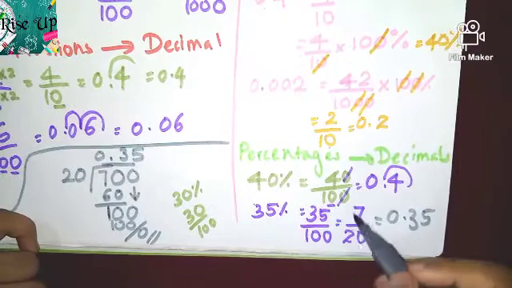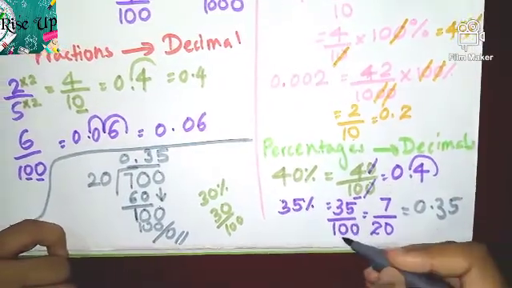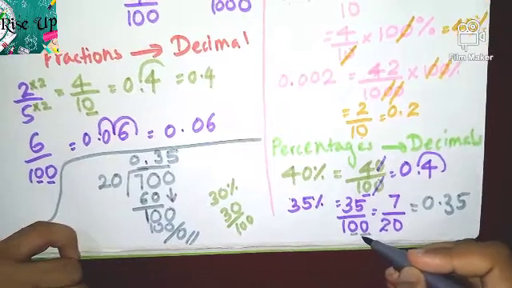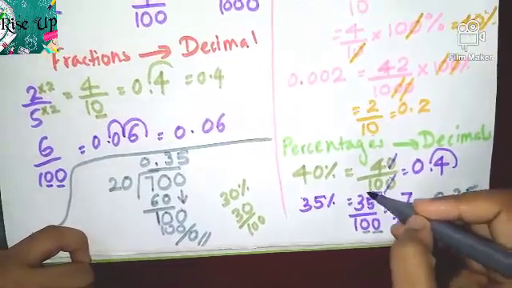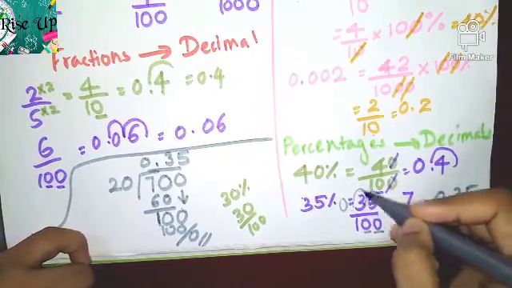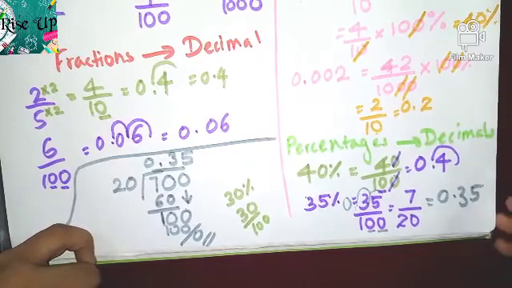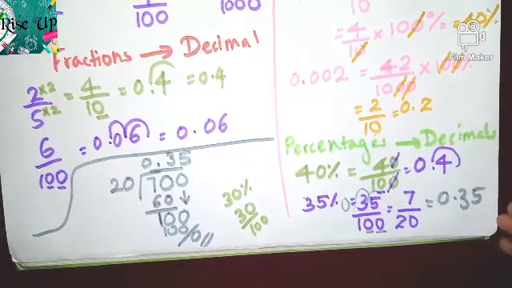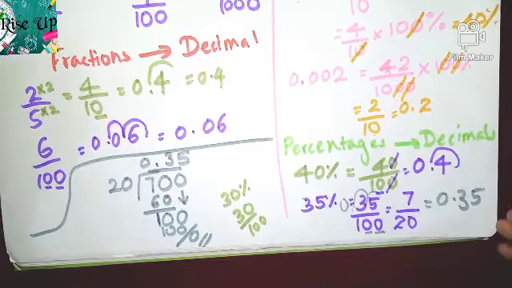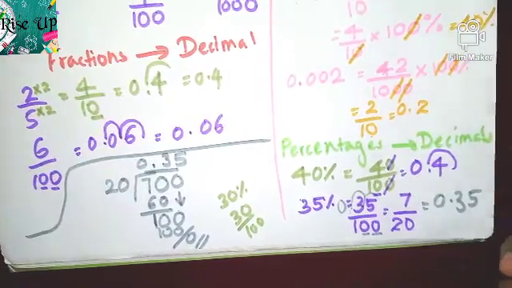Another easy method, without going through these steps: since there are 2 zeros, from this point you can move the decimal point 1, 2 places, moving 2 times, and keep the decimal point. You will get the same answer, 0.35. So this is the way of doing conversions of decimals to fractions, decimals to percentages, and percentages to decimals.